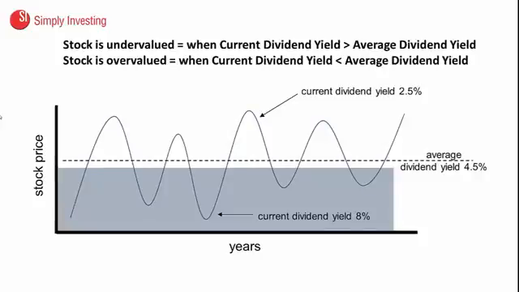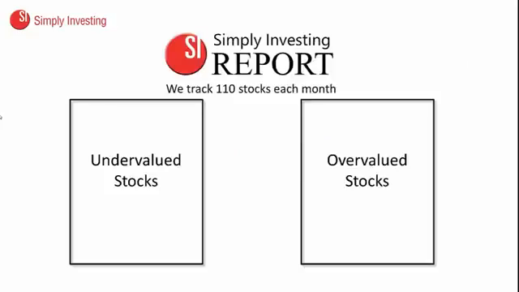Now in the Simply Investing report, we track 110 stocks each month, and we've made it really easy by putting stocks into two separate tables. We've got an undervalued table and an overvalued table. So if you're considering buying some stocks, you'd look at the undervalued table first. If there's anything you're thinking about selling, you'd want to check and see if it was in the overvalued section. If there's a stock you're thinking of buying and it's in the overvalued section, then you would for now have to skip it because you don't want to be buying stocks when they're overpriced.